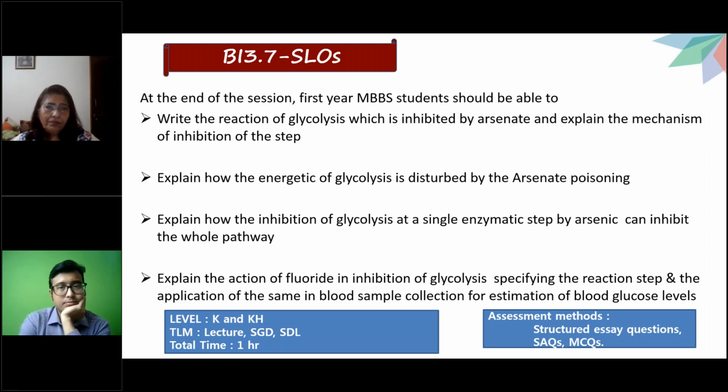And finally, they must be able to explain the action of fluoride in inhibition of glycolysis, specifying the reactionary step and the application of the same in blood sample collection for estimation of blood glucose. Now, this competency can be completed in a time frame of 1 hour following lectures, small group discussion, and self-directed learning. Again, that can be assessed by structured essay questions, SAQs, and MCQs.